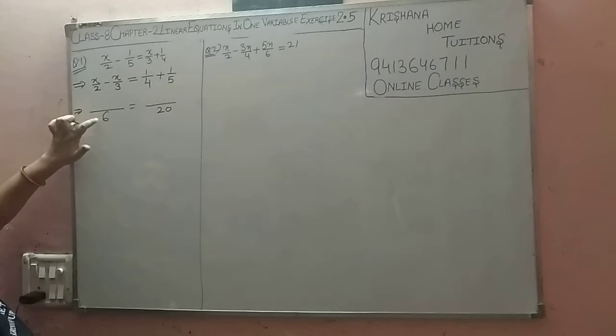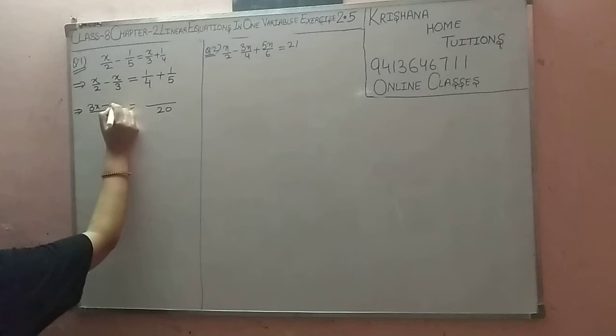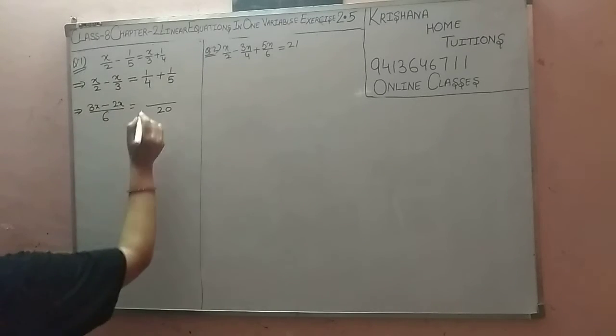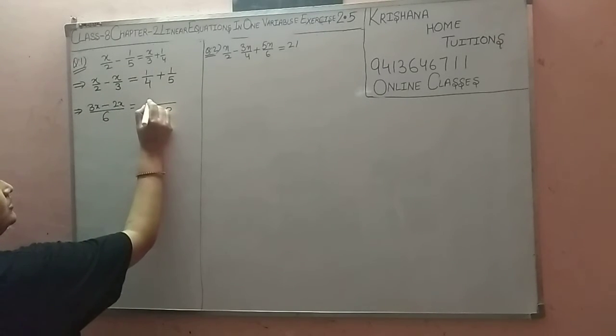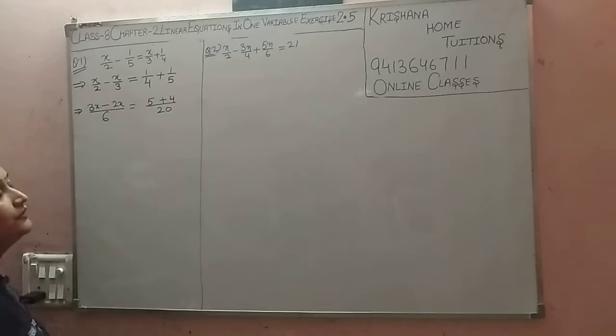Now 2 3s are 6, it is equals to 3x. Minus 3 2s are 6, it is equals to 2x. 4 5s are 20, it is equals to 5. 5 4s are 20, it is equals to 4.